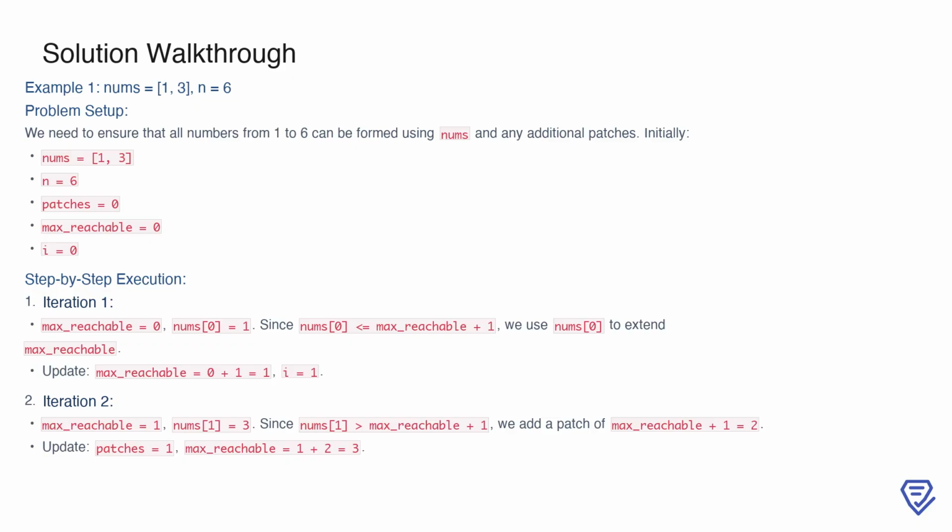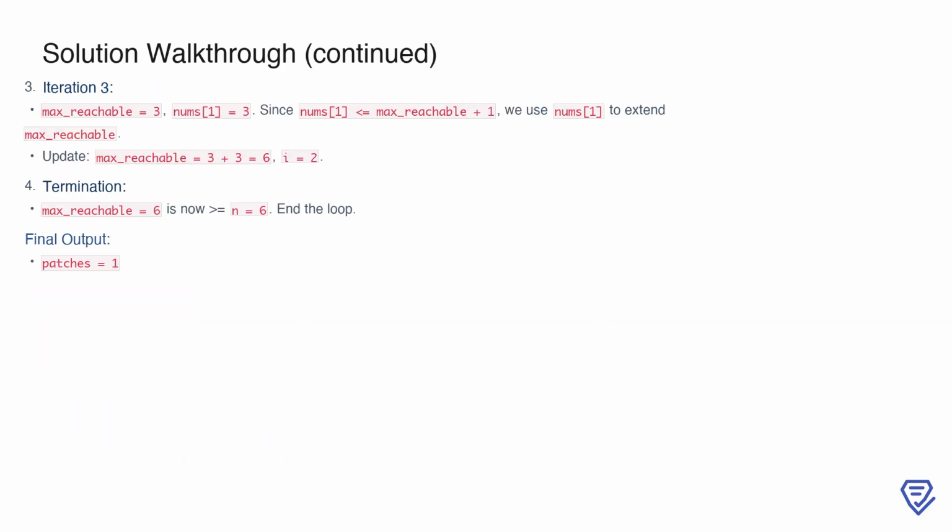Instead, we add a patch equal to max_reachable plus 1, which is 2. This increases the patches count to 1, and max_reachable becomes 3. Now we have extended the range to cover up to 3. Continuing with the next iteration, max_reachable is now 3, and nums[1], which is 3, is less than or equal to max_reachable plus 1. This means we can use nums[1] to extend the range further. Adding 3 to max_reachable gives us a new value of 6, and we increment i to 2.